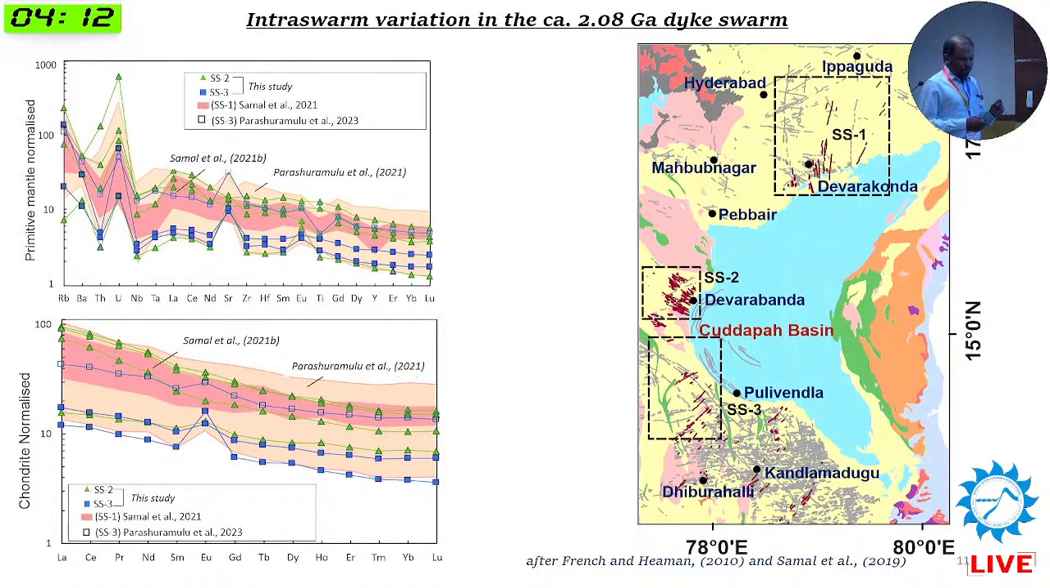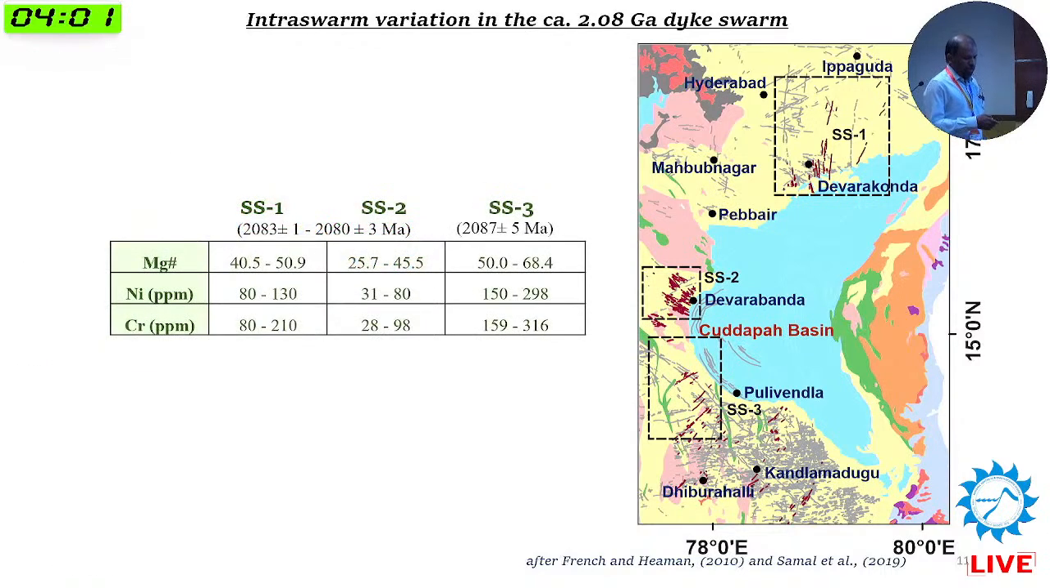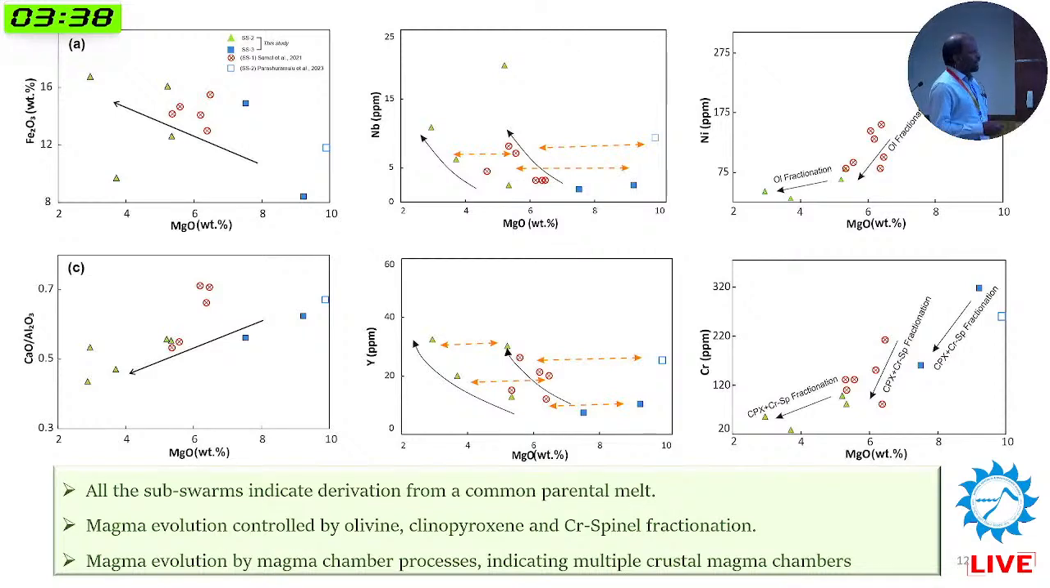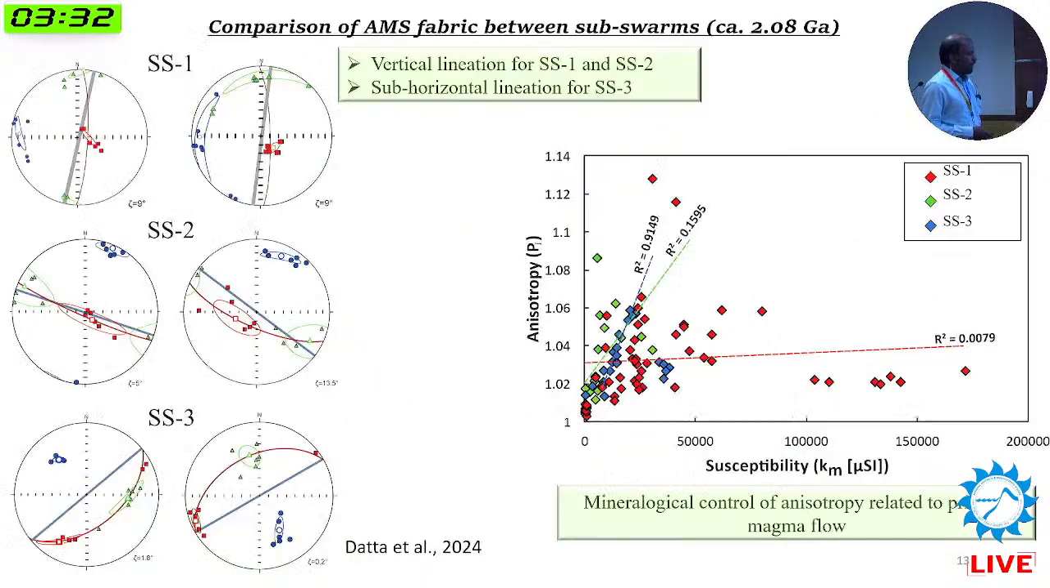Before that, I want to emphasize, we have also studied the 2.08 Ga dikes, the intra-swarm variation. This is subswarm 1, this is subswarm 2, this is subswarm 3. The paper was recently published in Precambrian Research. One of my PhD students, Srinjay Datta, is working on this. You can see SS3 shows a primitive signature, observed by the higher Mg number, higher nickel and higher chromium content. On the other side, SS1 and SS2 don't show a primitive signature, rather they are more differentiated or evolved in composition. By plotting variation diagrams, we understand they are derived from a common mantle melt evolved by the fractionation of olivine, clinopyroxene and chrome spinel.